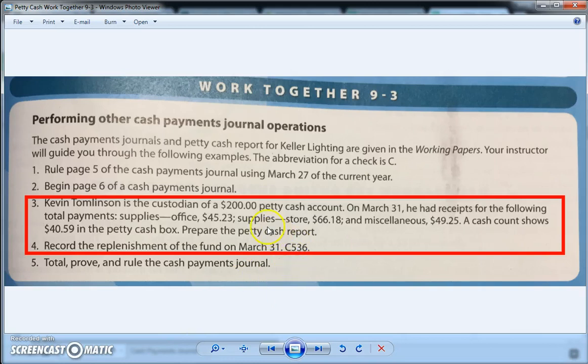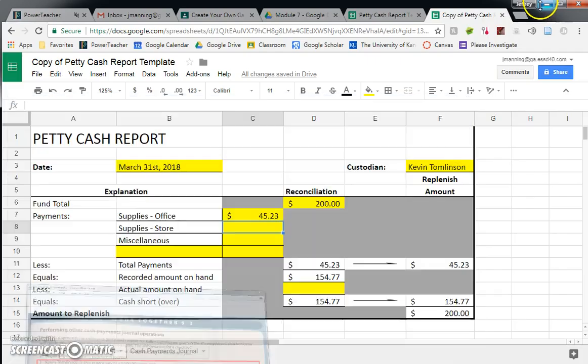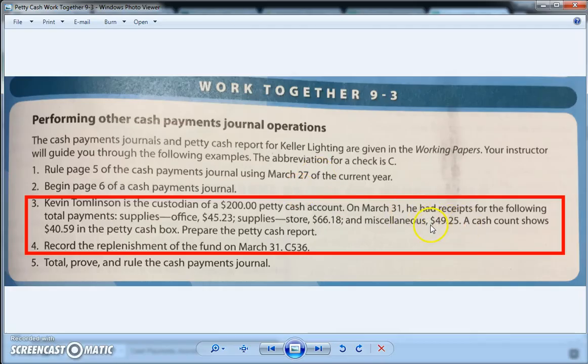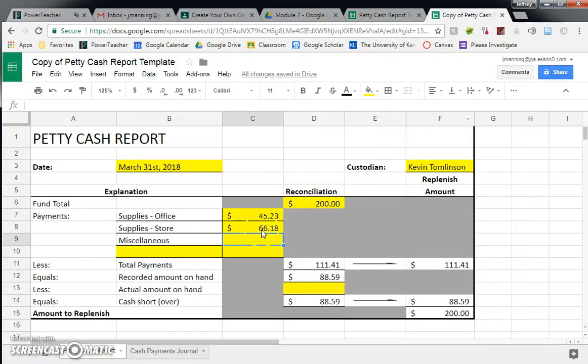Supplies store, this could be like cash register tape or things that they use in the actual store itself. $66.18. And then miscellaneous was $49.25.